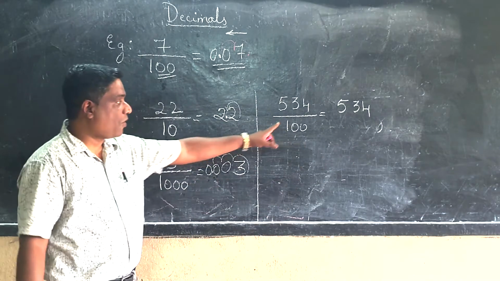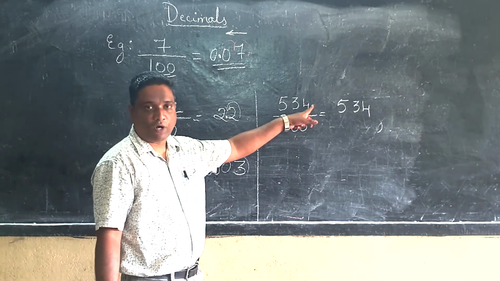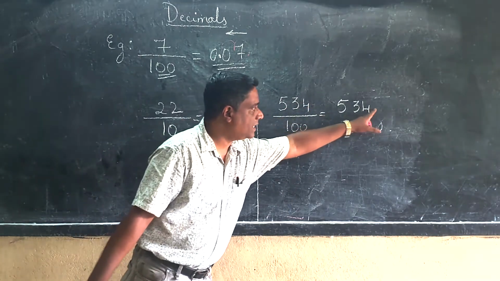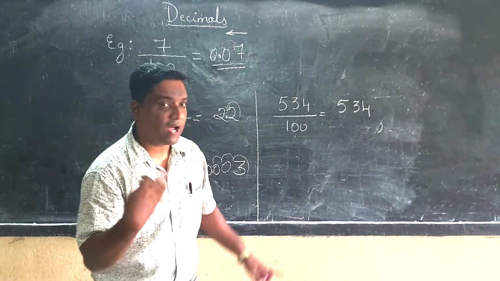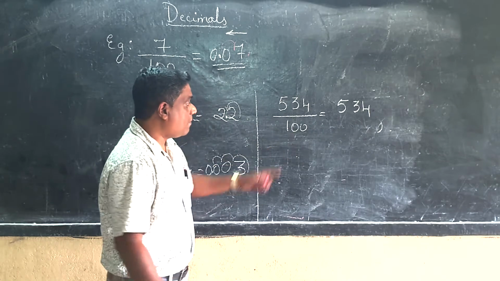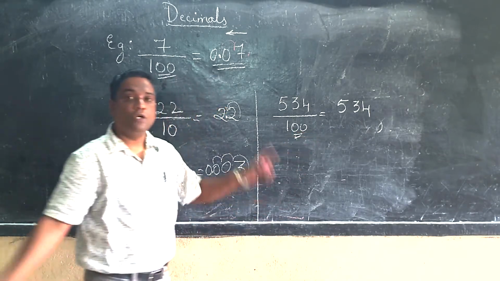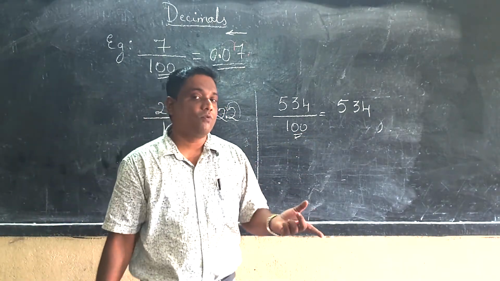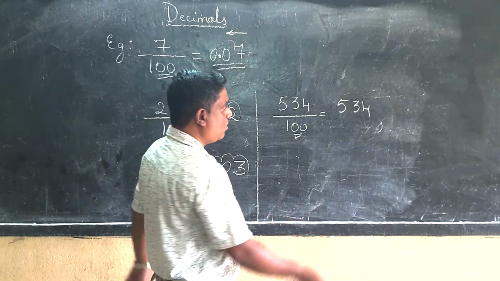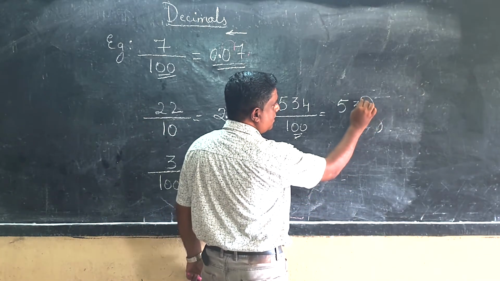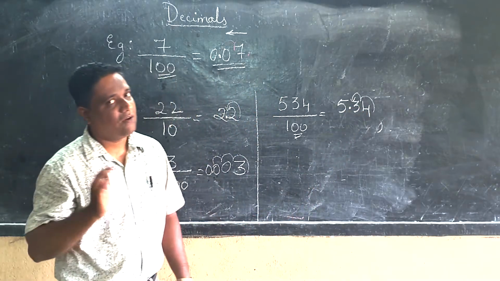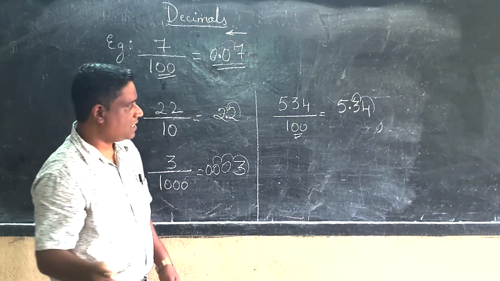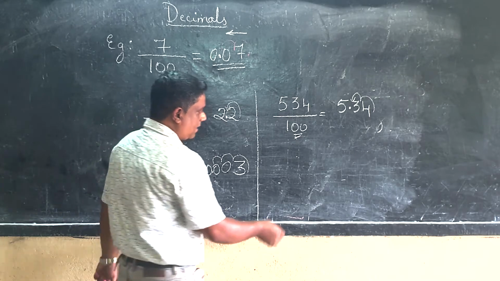One more example I'll take. Where is the point? After 4, correct? 534. The point is after 4, so 534.000. So we take 534. How many zeros do we have in the denominator? 2. So how many times do we have to move the point? 2 times. So move 1, 2. 5.34. Understood, students?